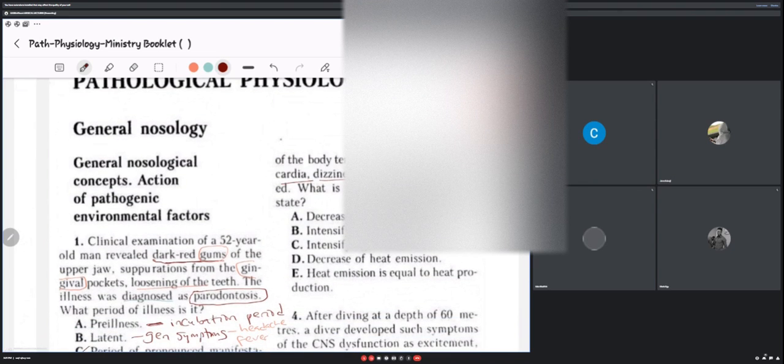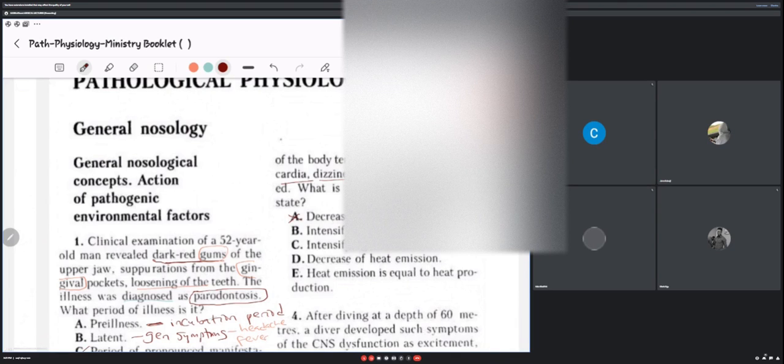Will it be decrease in heat production? Is there any decrease in heat production? Do you think so? No. Is there any intensifying of heat production? Yes, there is, but okay, let's leave that aside first. There's intensified heat production, but that was not the reason why he felt dizzy. We'll look at the other options. Intensifying of heat emission, also let's keep that aside. Then decrease of heat emission.